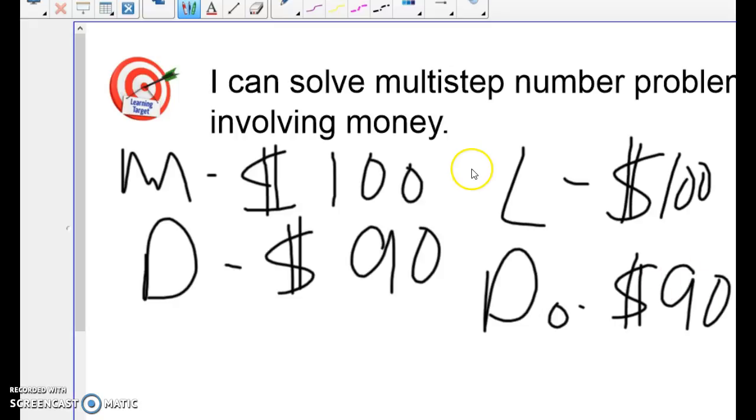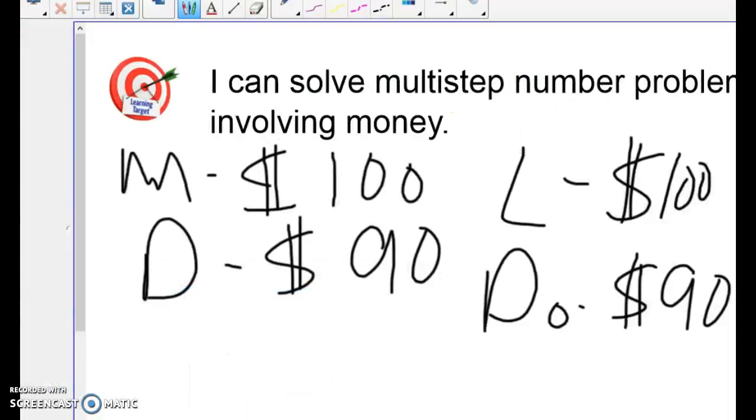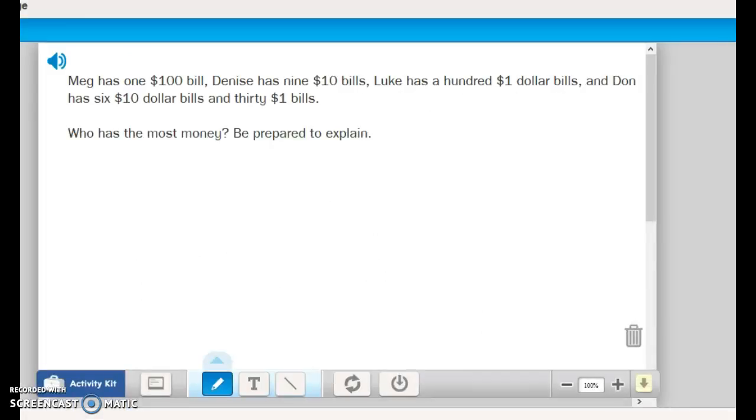So the question is who has the most money. It's pretty easy to see it's Meg and Luke. They both have $100. Notice that I had to do some multi-steps here, so I had to convert these into how much money they have. I couldn't just write down $10 bills, $1 bills. So now, let's take a look at what you'll be doing today.